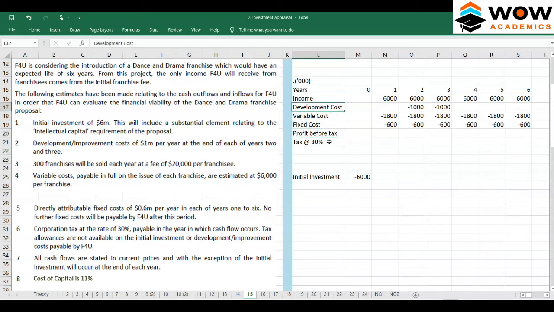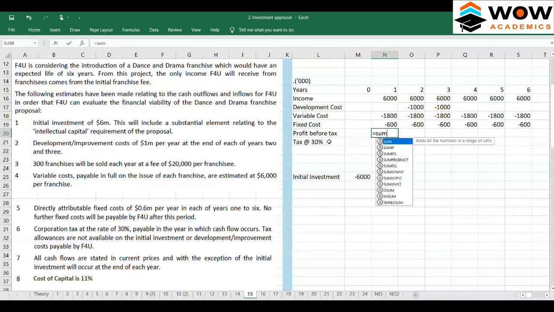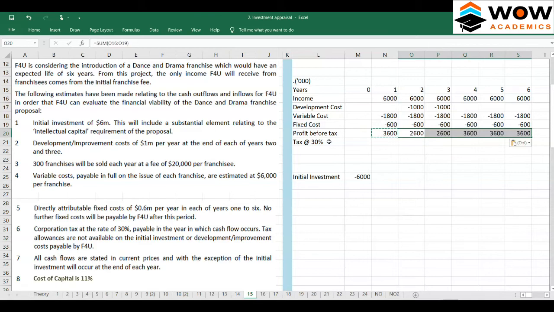So first we'll get the profit before tax. So profit before tax is a simple calculation. You get the sum of all the above numbers. Now you copy it and you paste it across. So you got your different types of profit before tax. This is an important number. Thereafter, we calculate 30% tax. So that is going to be of this number, 30%.